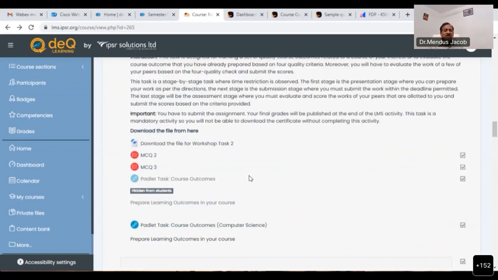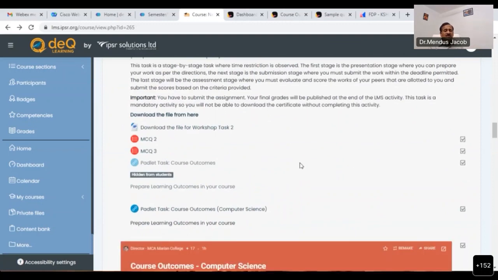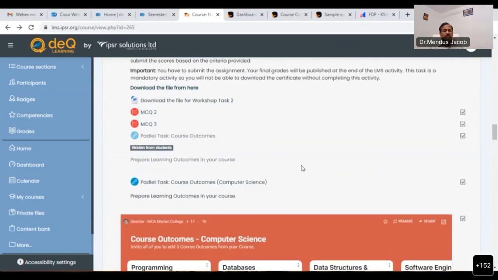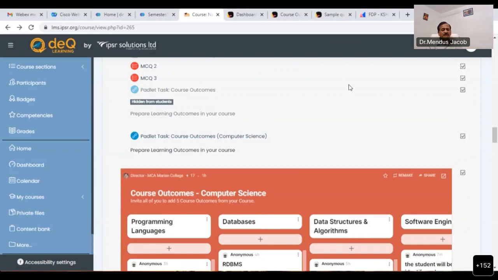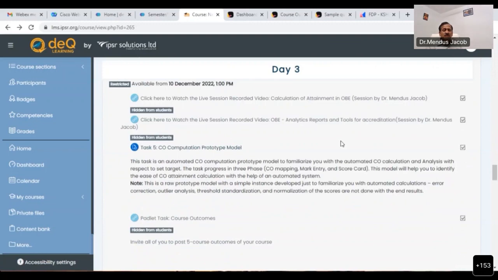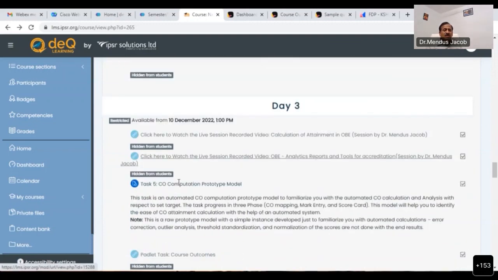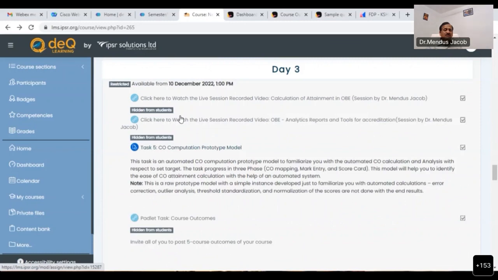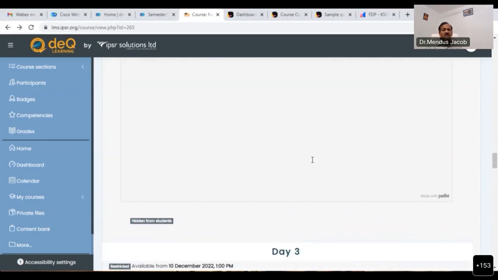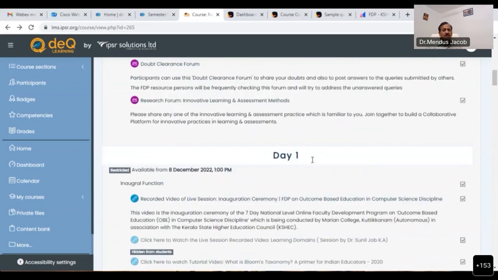Then we have a lesson activity also. I think yesterday, the first day, you had a video on Bloom's taxonomy, and there is an assessment there. Again, in this Padlet, you can input your questions or course outcomes. And this is day 3. Today it is written task 5, actually it is task 3 or 4, something like that. Anyway, you can download it from here. Please do the activities from the LMS, because that will definitely help you to learn more.